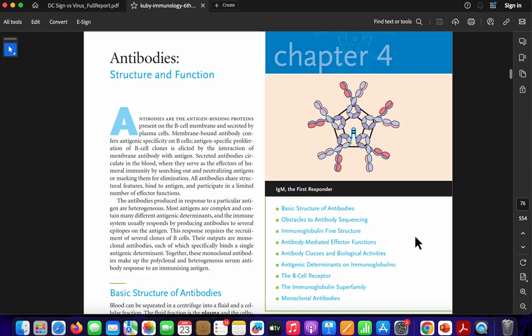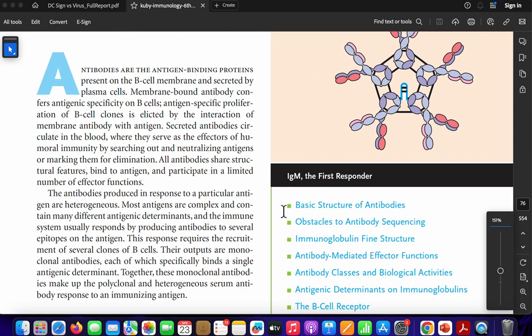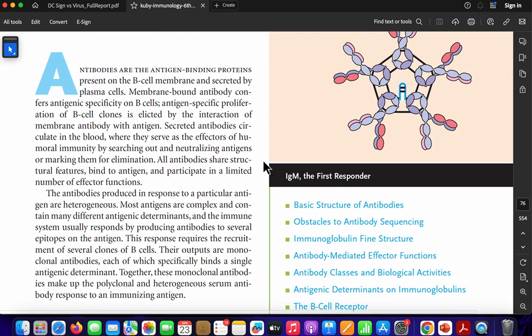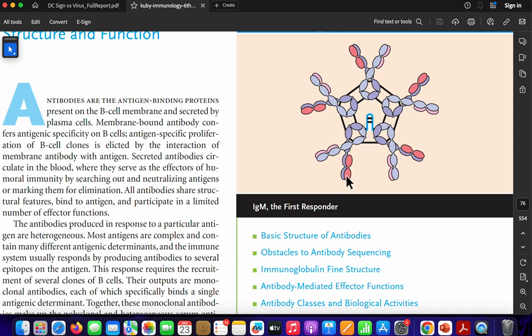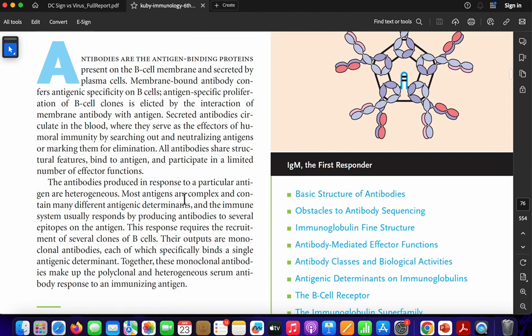So as we were discussing antibodies, I would like to follow this textbook, Kuby Immunology, as well. Here you can see this is an example of IgM. Antibodies are antigen binding proteins, present on the B cell membranes. Antibodies are present on the B cell membrane and secreted by plasma cells. We have discussed this so far.